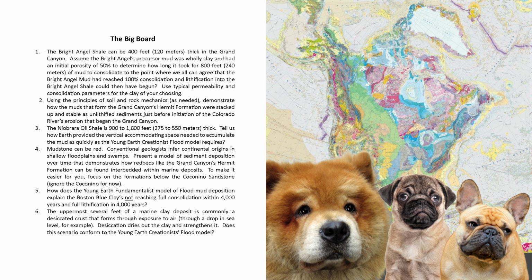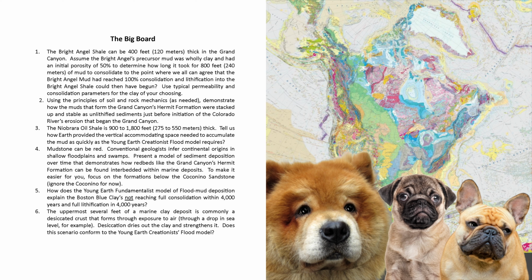Use the typical permeability and consolidation parameters for the clay of your choosing. 2. Using the principles of soil and rock mechanics as needed, demonstrate the plausibility that the muds that form the Hermit Formation in Grand Canyon were stacked up and stable as unlithified sediments just before initiation of the erosion that began the Grand Canyon. Was the Grand Canyon formed by the Colorado River eroding through the Hermit mud or eroding through the Hermit mudstone?